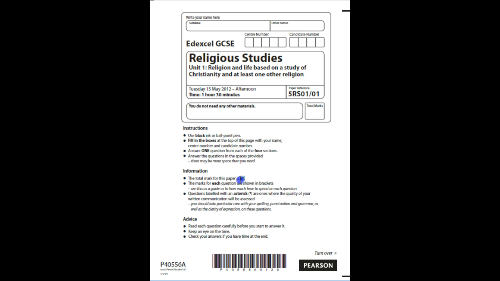So there's 4 sections, they're each worth 20, so the total is 80. However, in the new spec that you'll be sitting, there's actually another 3 marks available for spelling and written communication with grammar. The asterisk relates to the C questions, which you can hear about if you listen to the screencast on C questions. So let's have a look inside the paper.